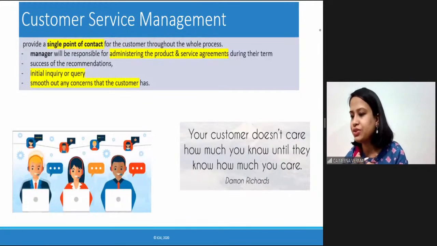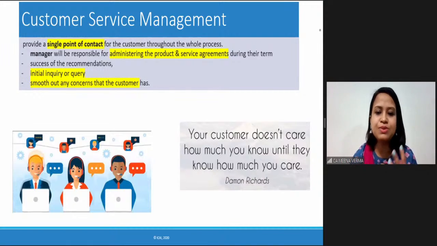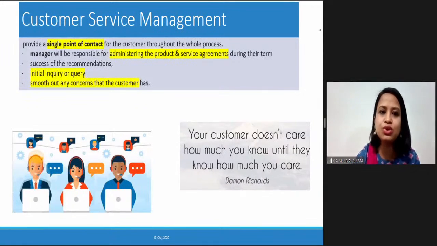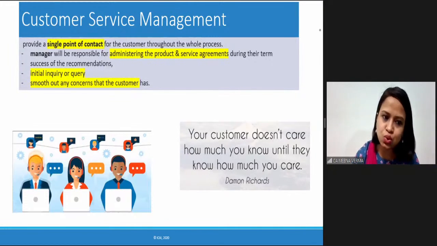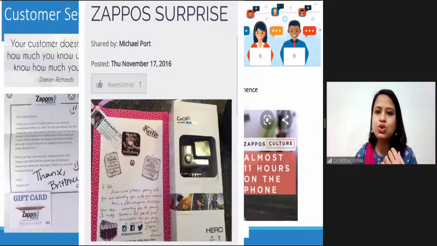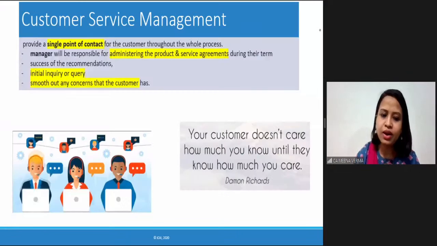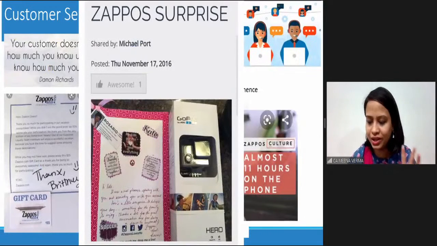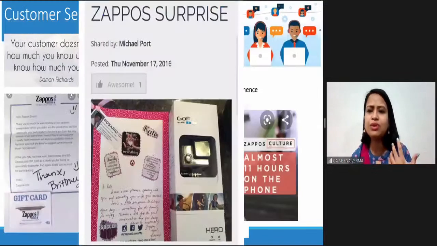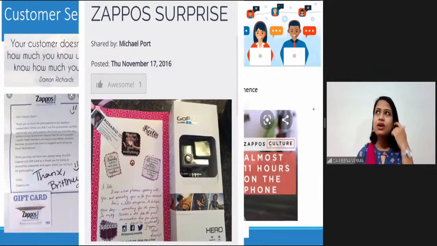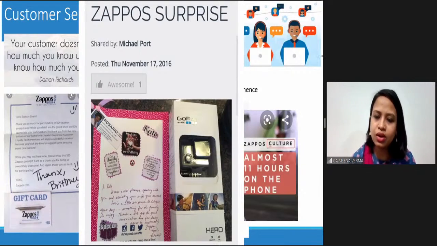Now the next point: customer service management. This point is related to managing a good relationship with the customer and providing good services to the customer. For this, I have some examples, and most of them are not related to Indian brands, but to foreign brands. Because I have seen that customer services are mostly good in foreign brands, and Indians just copy them. They don't create their own strategy. So I'm not taking examples of Indian brands.